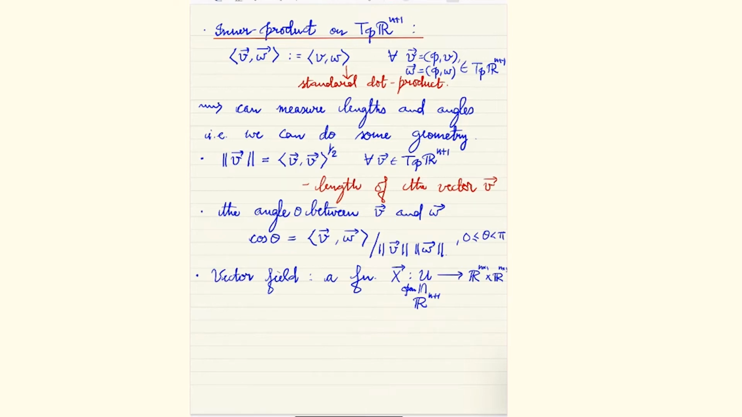So what does it do? It is a function which assigns to each point P in U a vector. Notice that P is actually sitting inside R^(n+1), so it's a point in R^(n+1). But not every point in R^(n+1) do we look at; we look at a vector in the tangent bundle, in the tangent space at P. So a vector in T_P R^(n+1).